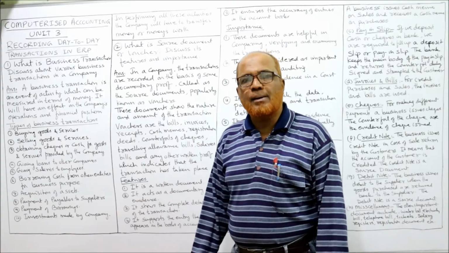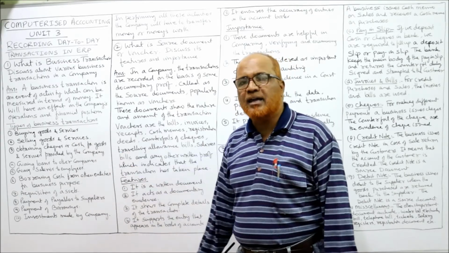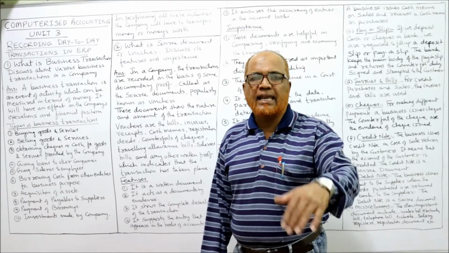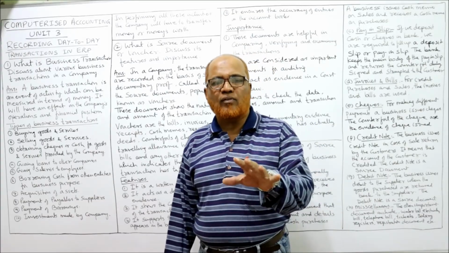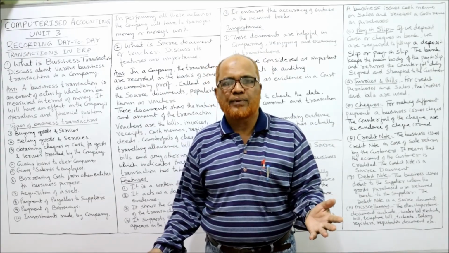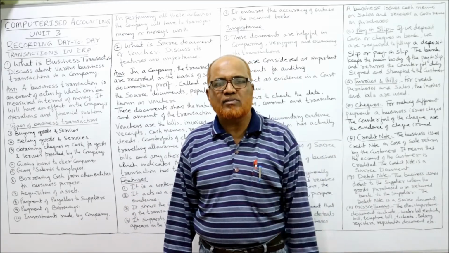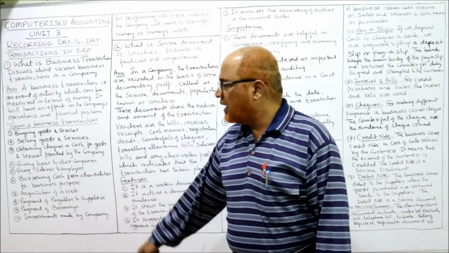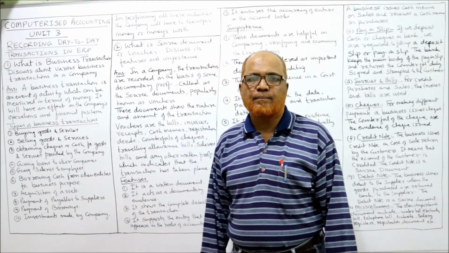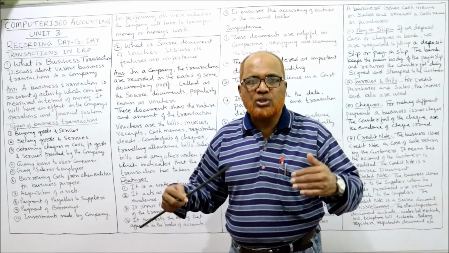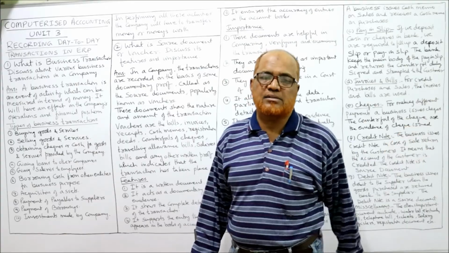Now, examples of transactions. A few examples are, first, buying of goods and services, and selling of goods and services. Normally, business organizations perform buying and selling activity. So buying of goods or services, or selling of goods or services, these are transactions. Next one is obtaining cheques or cash for the goods or services provided by the business.